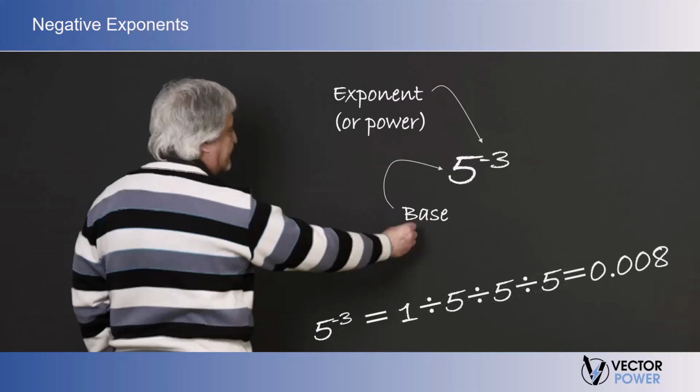You can have many divides. Example, 5 to the minus third equals 1 divided by 5 divided by 5 divided by 5, which equals 0.008.